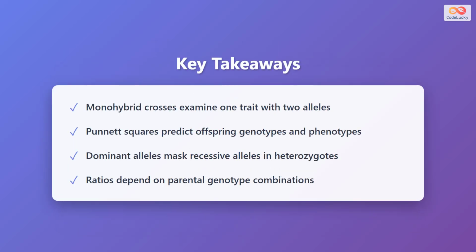Let's review the essential concepts. Monohybrid crosses examine one trait with two alleles, making them perfect for understanding basic inheritance patterns. Punnett squares are powerful tools that predict offspring genotypes and phenotypes based on parental combinations. Remember that dominant alleles mask recessive alleles in heterozygotes, so one dominant allele is enough to express the dominant trait. Finally, the ratios we observe depend entirely on the specific genotype combinations of the parents involved in the cross.